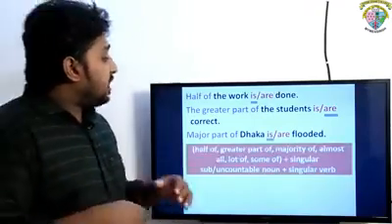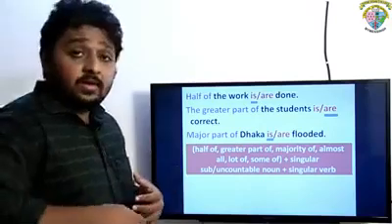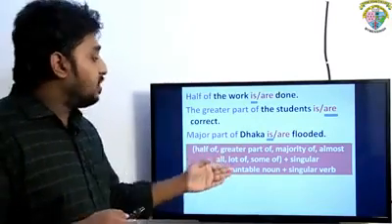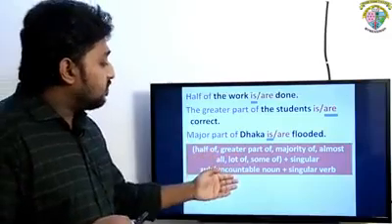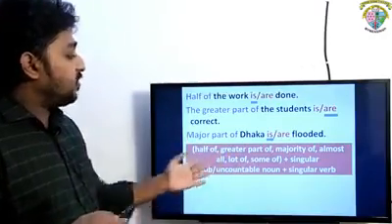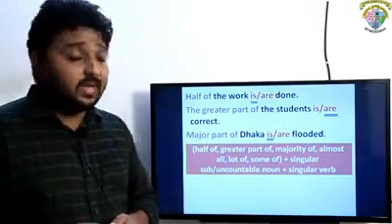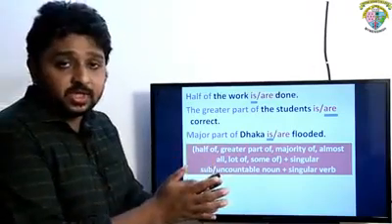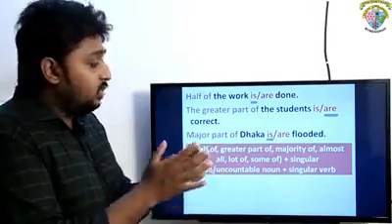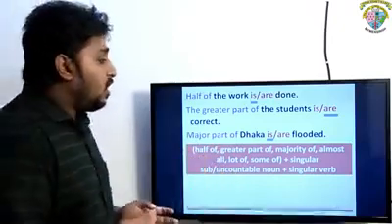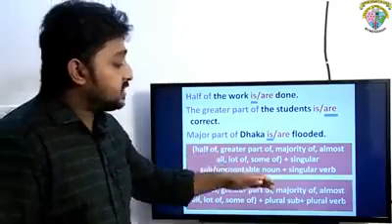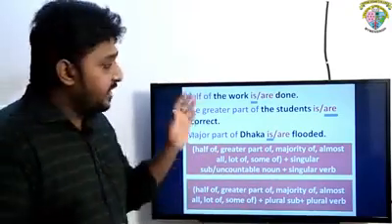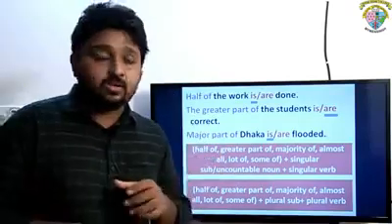So there are some more actually we can get. So write down the note: half of, greater part of, majority of, almost all, lot of, some of, plus singular subject or uncountable noun plus singular verb. That means after this expression, if you have a singular subject or uncountable noun, you have to use a singular verb. Or if you have a plural subject after this, you have to take a plural verb. It's very easy. Just try to note down this.